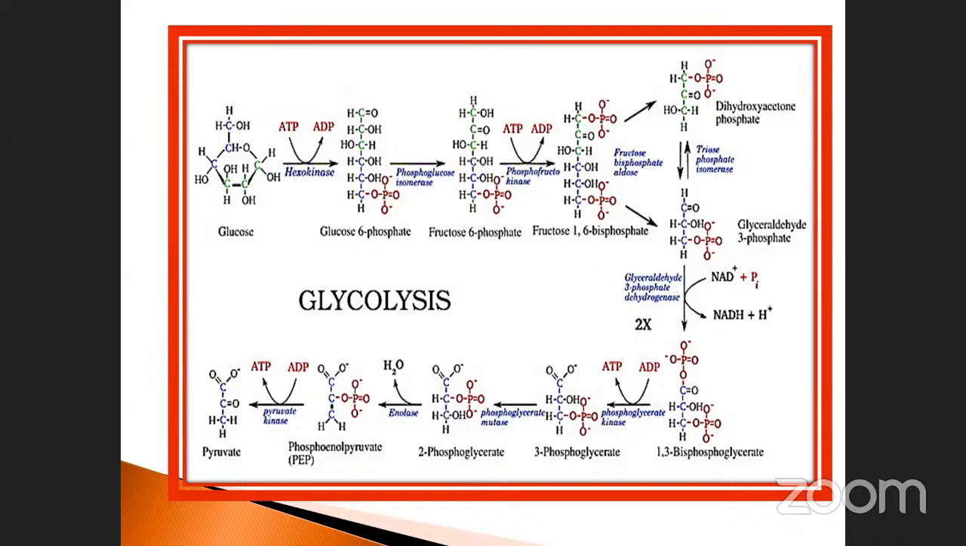So after this breakdown, how many ATP molecules are synthesized? 2 ATP. How many NADH2? Only 1. First, the glyceraldehyde 3-phosphate enters. Next, the dihydroxyacetone phosphate is also converted into glyceraldehyde 3-phosphate. Again, the glyceraldehyde 3-phosphate enters into the conversion to pyruvate. So the 2 cycles are also repeated. Okay, so 1 plus 1, 2 NADH2.